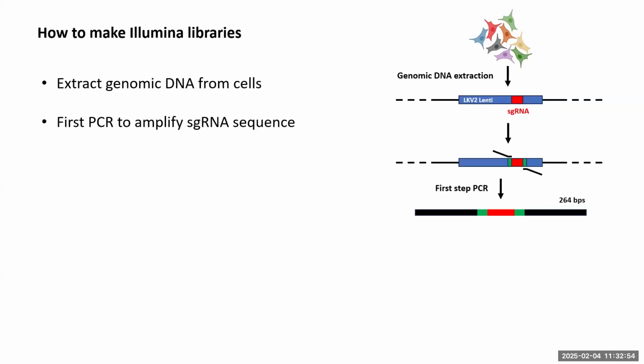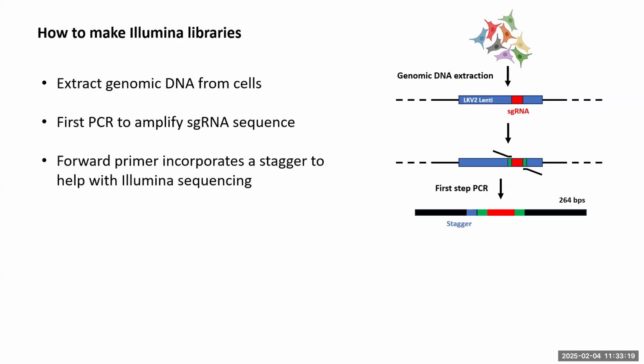The first step PCR is using PCR primers that recognize the non-variable regions on either side of the guide. So it's just recognizing regions in the lentivirus. Yep. That way you can amplify all guides pretty much the same. And that's going to give you a PCR product of about 260 base pairs.